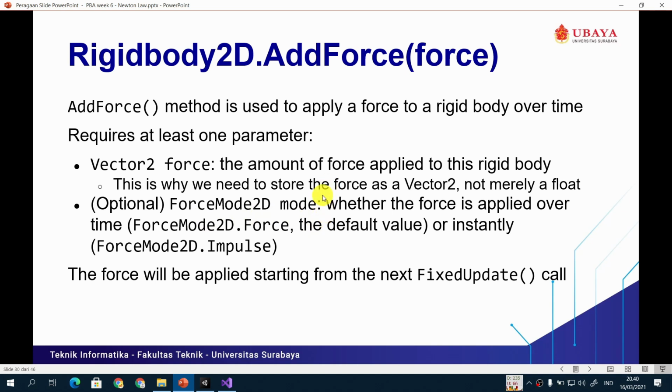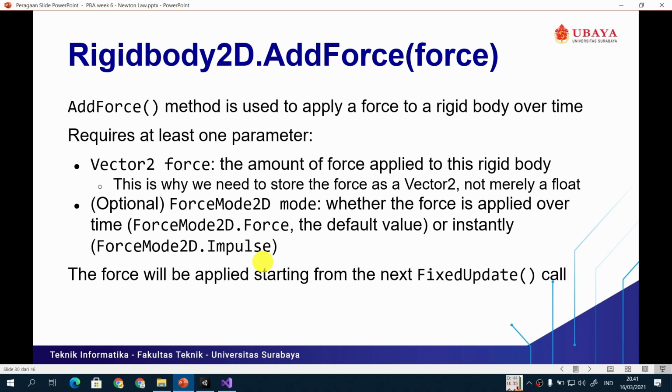It sets whether the force is applied over time. The value of mode is ForceMode2D.Force in this case, which is also the default value. That's why we can safely ignore it. Or the force is applied instantly if we supply ForceMode2D.Impulse for the second argument. The impulse can be used for a force that is applied instantly, for example, in an explosion or collision.